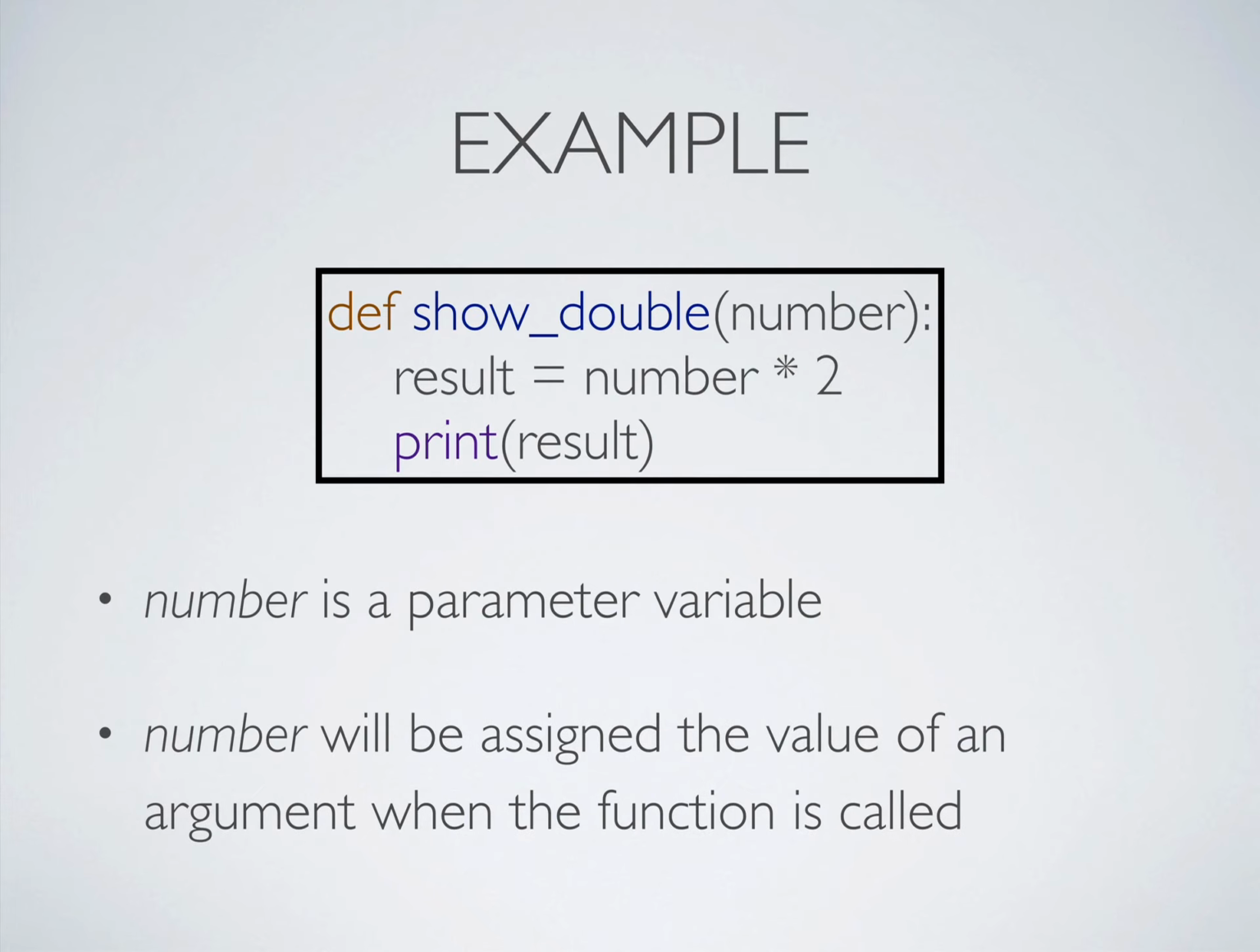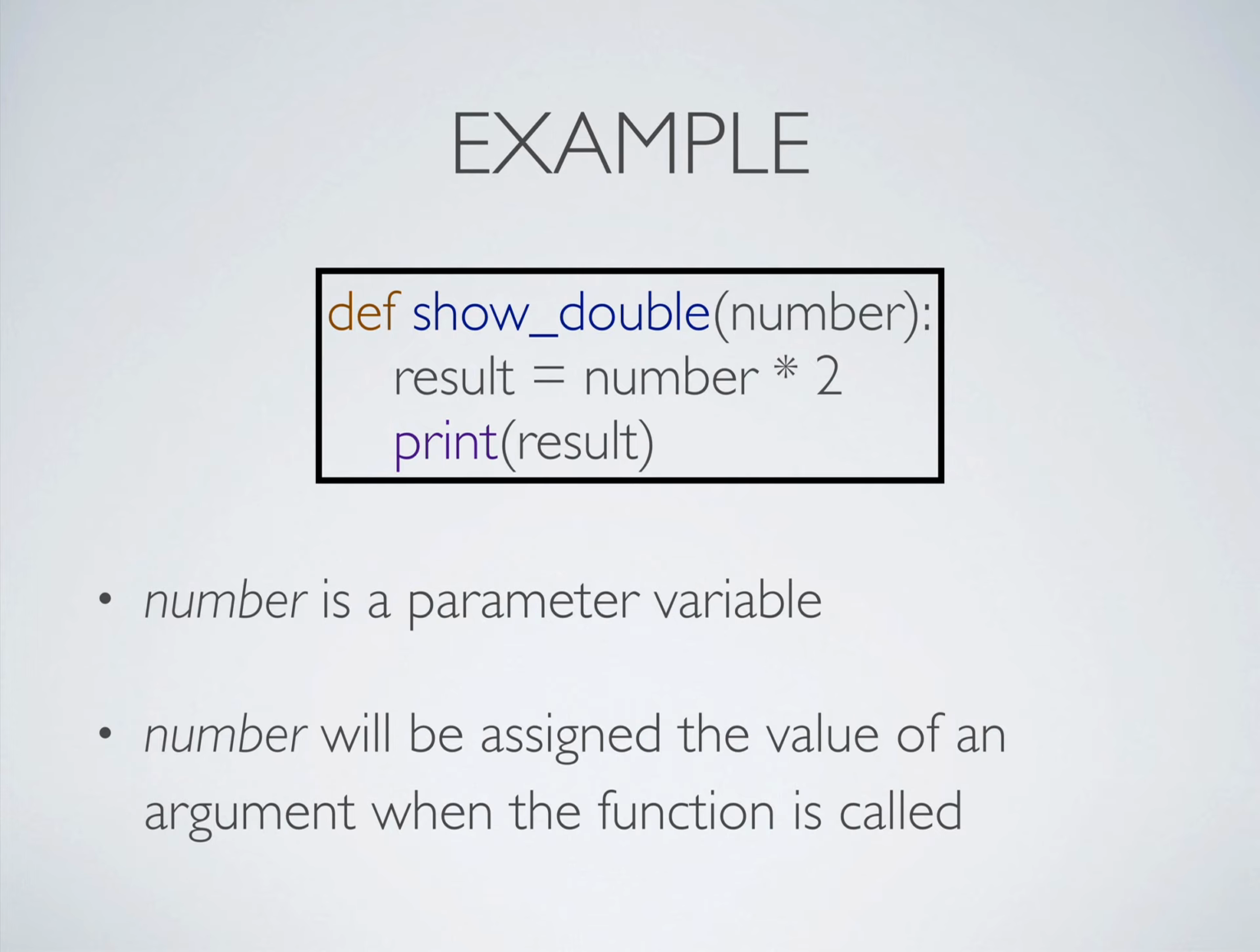Alright, so here's an example. Here is a function definition. Def show number, open close parentheses, and now we have this new thing inside the parentheses. Colon, and then some lines that are part of the function. So you can optionally include parameter variables when you create a function definition. This function definition has one parameter variable. That parameter variable is number. So parameter variables are variables whose name you put inside of these parentheses when you make a function definition.